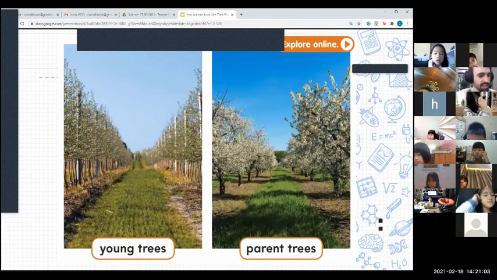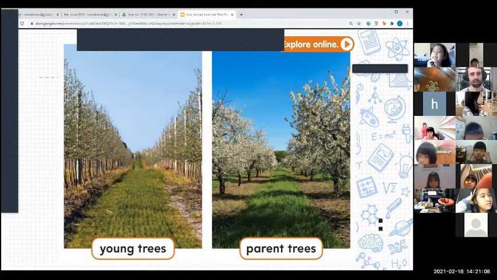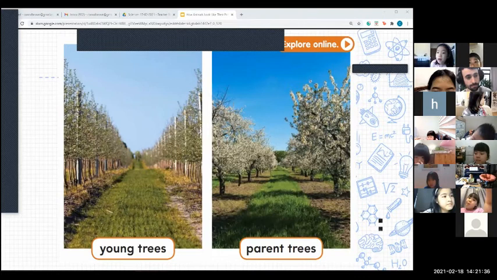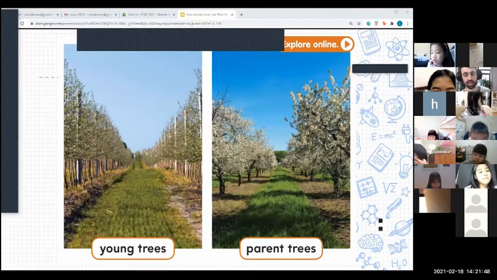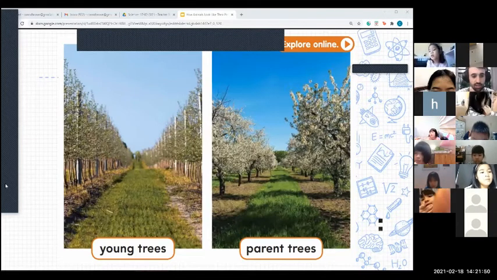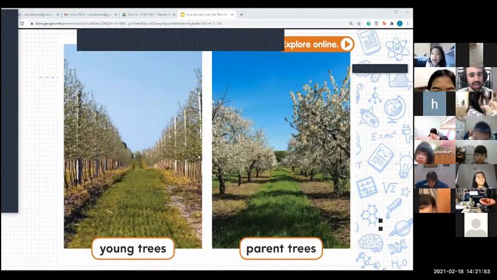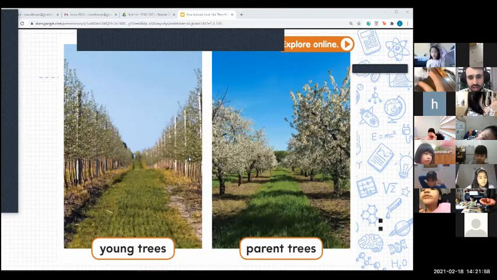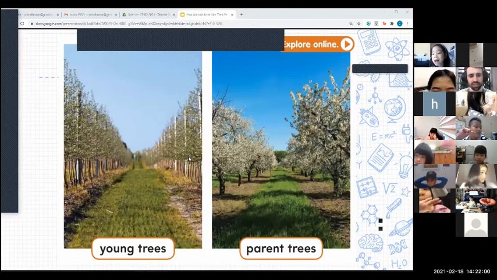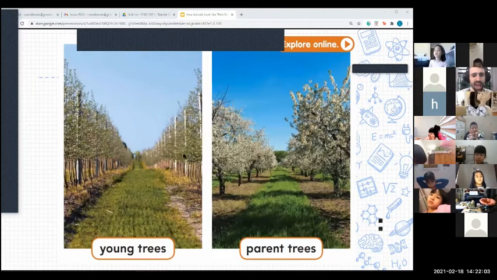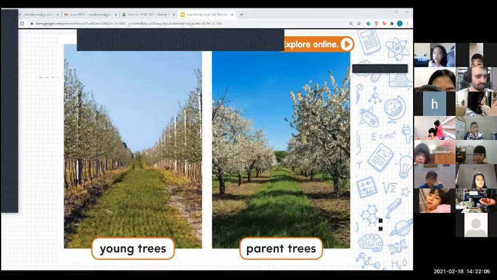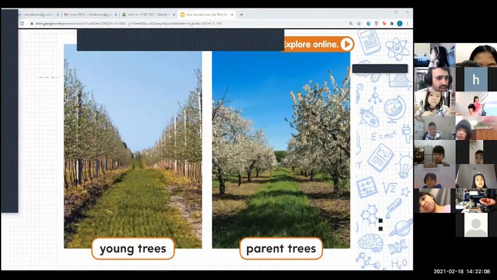Let's have Daisy. What is something that is the same or different? The young tree has more leaves than the grown tree. Very good. No, Daisy, that was great. Good try. Yeah, the young tree has more leaves in the picture. What does the parent tree have that the young tree doesn't? Good job, Daisy, once again. That was great. Let's have someone else go.